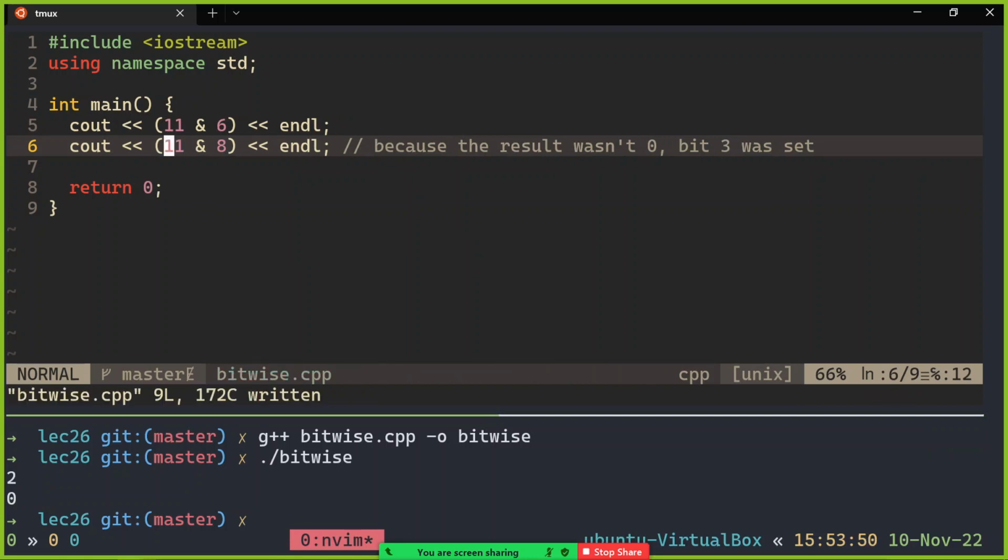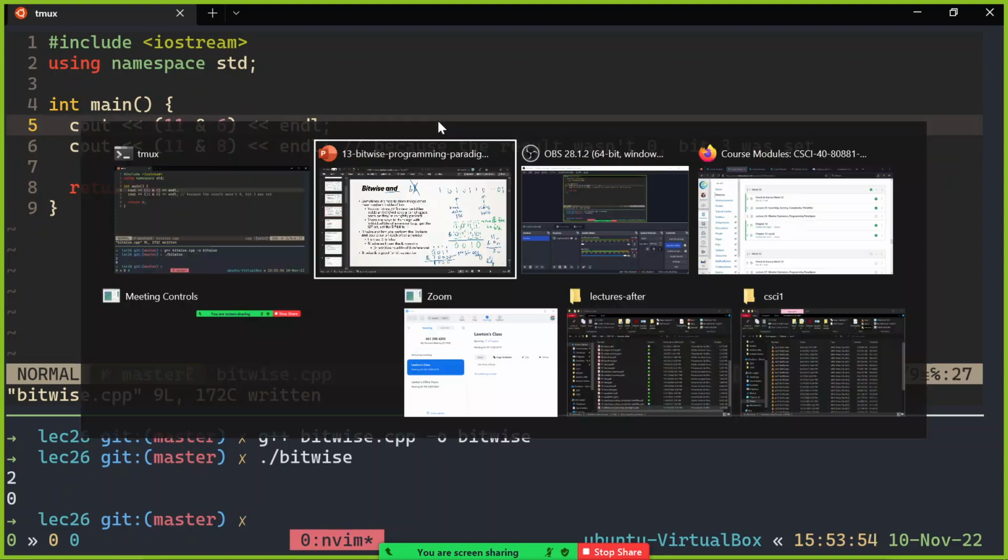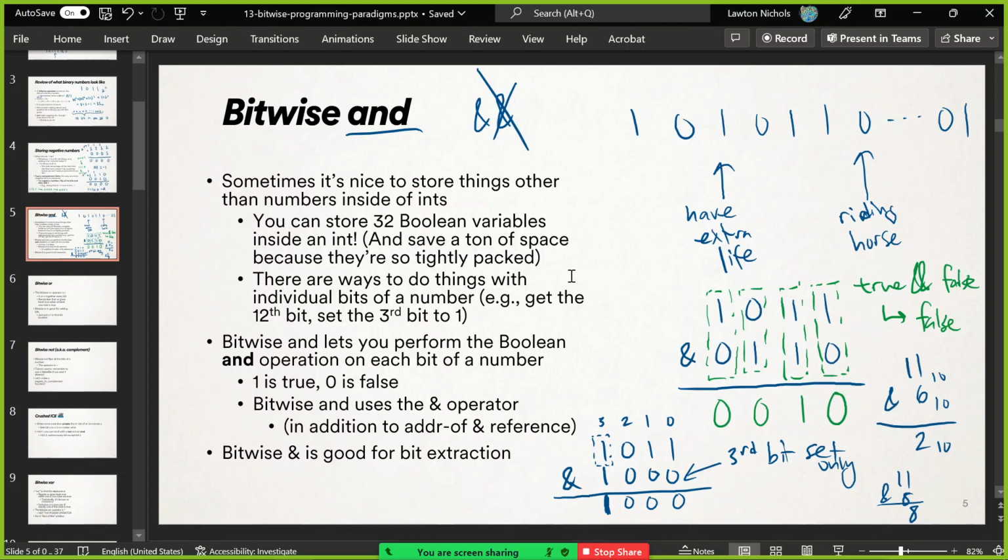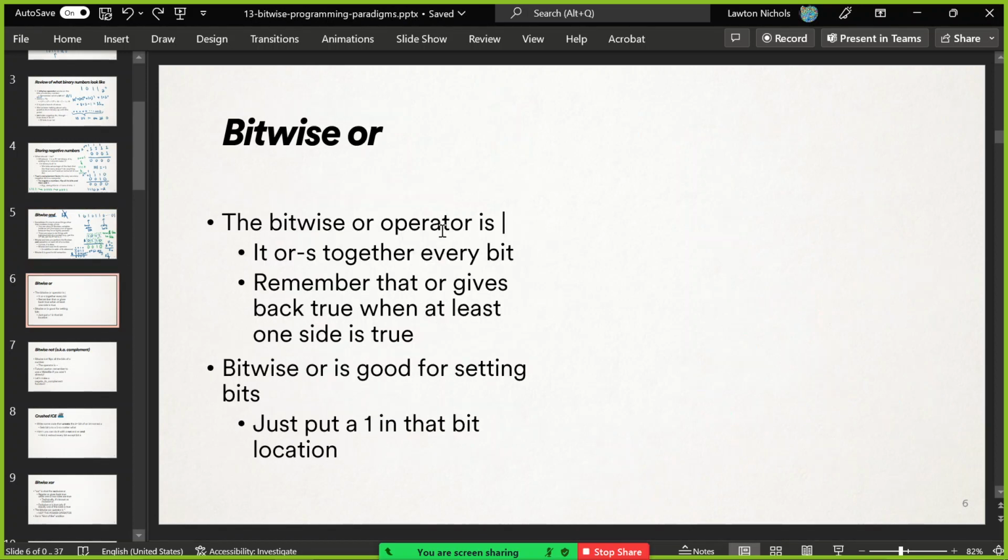All right. So yeah, that's the syntax, just an ampersand. And it does the Boolean AND operation with each individual bit of those numbers just lined up, where 1 is true and 0 is false. All right, that's bitwise AND, good for extracting bits. The next one is bitwise OR. We know AND, we know OR now.